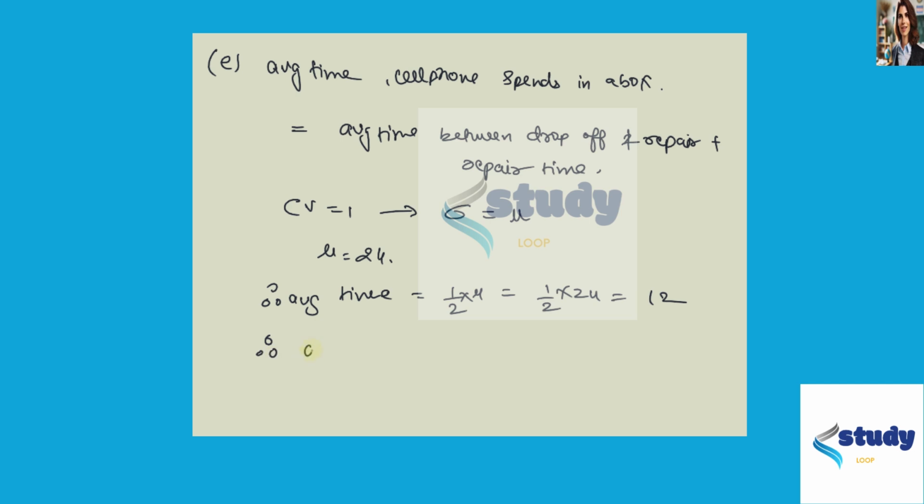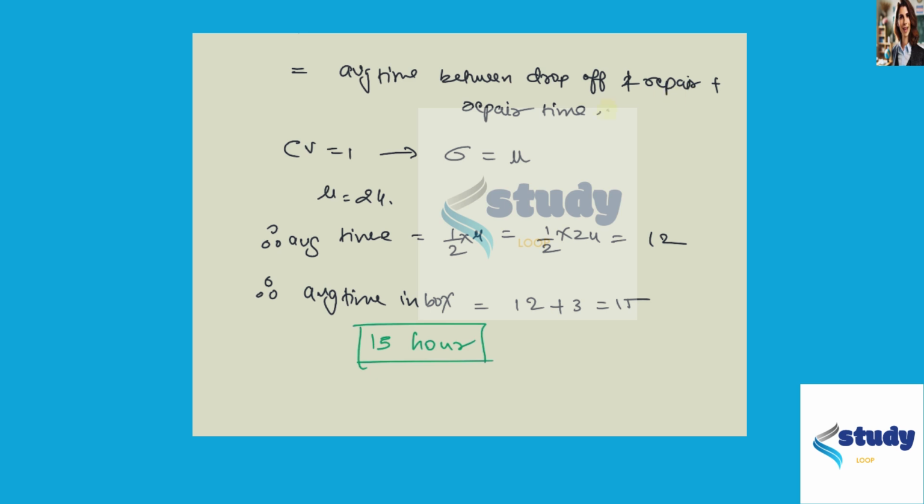So here the average time in box is equal to 12 plus 3, which is equal to 15. So for the first part of the question, we got our solution as 15 hours. Now the second part of the question is about the average time between drop off and repair. The average time between drop off and repair is equal to 12 hours, as we calculated in the above part. So this is for the second part of the question.